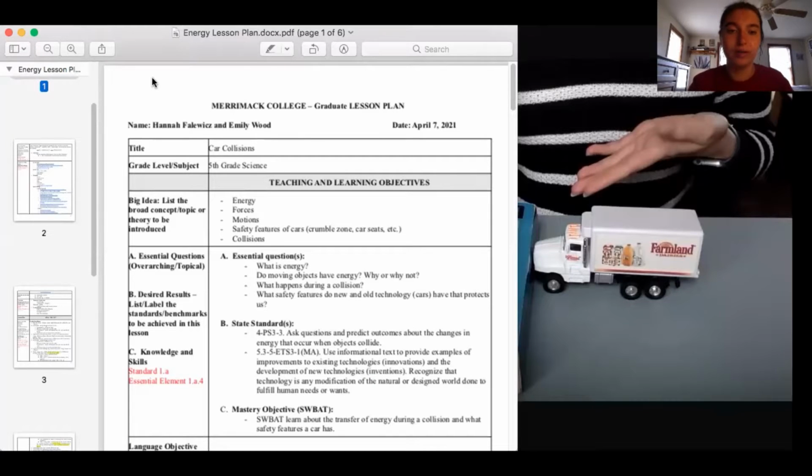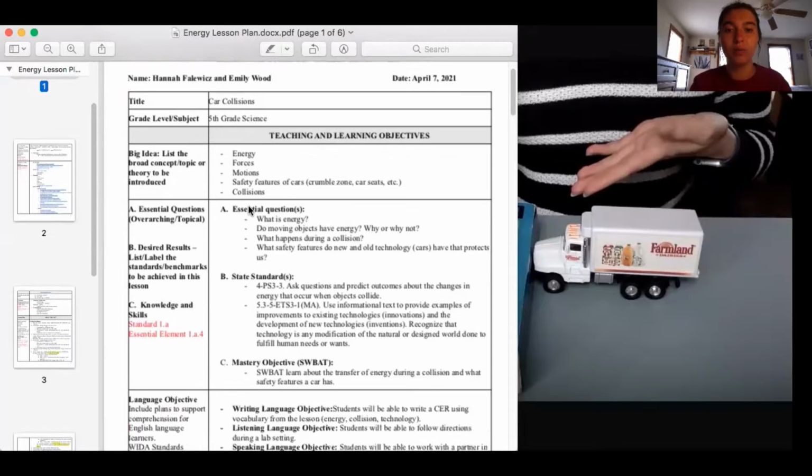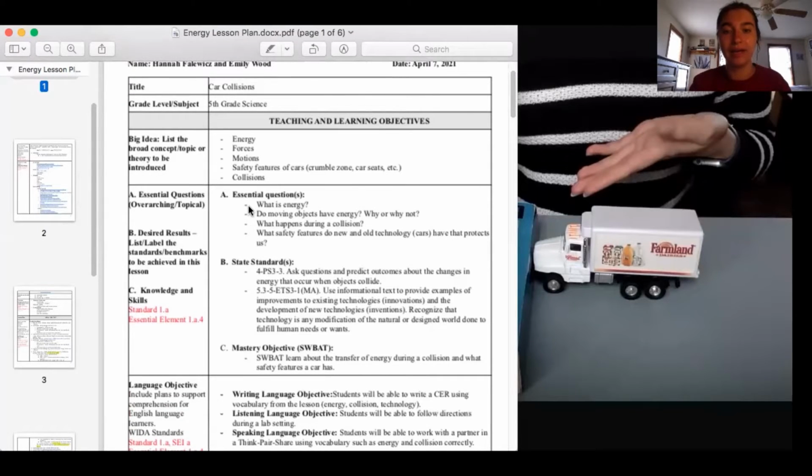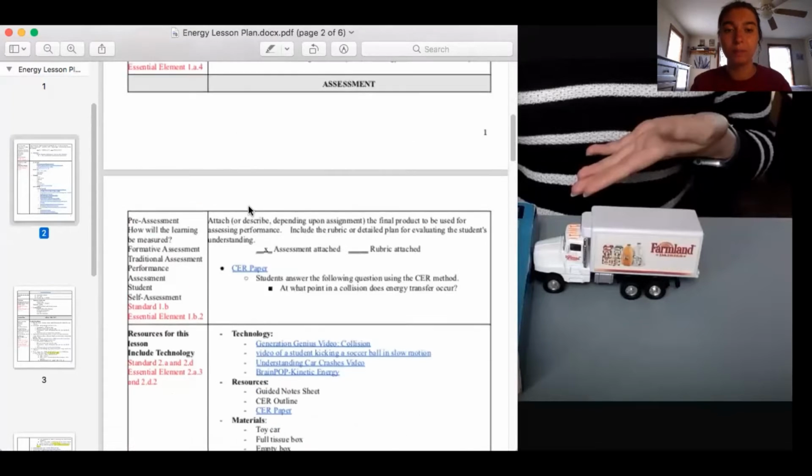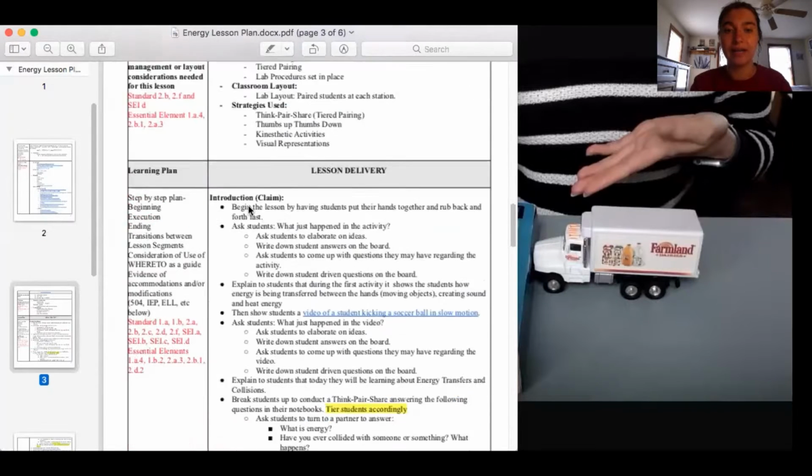Hello, everyone. Hannah and I did our lesson on car collisions, and we chose fifth grade. Before I play Hannah's video, I just wanted to go over our lesson plan to give everyone a short synopsis of the UDLs that we added in.